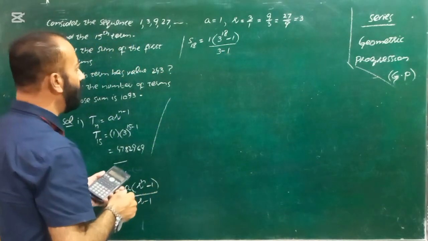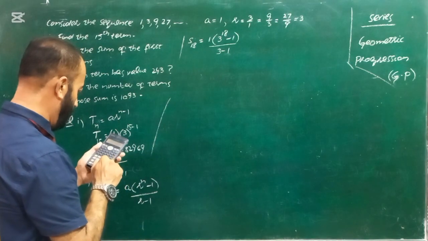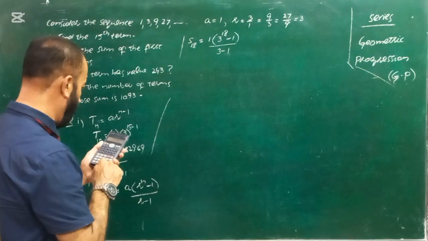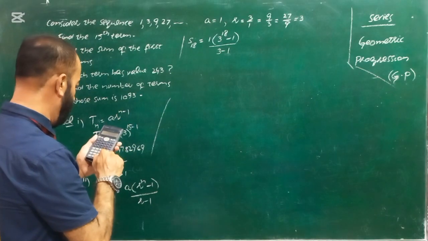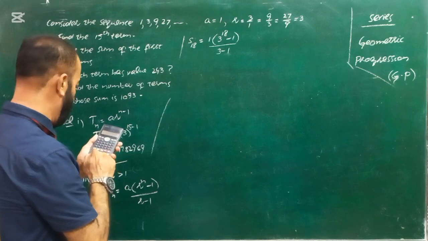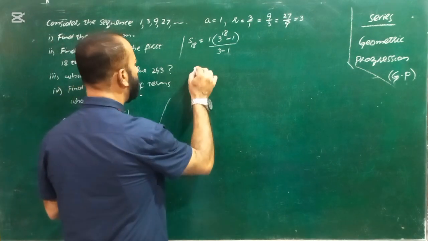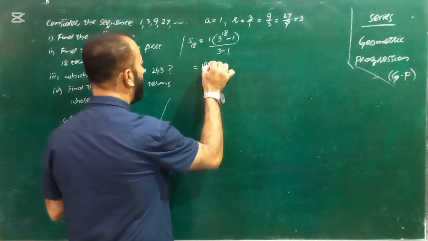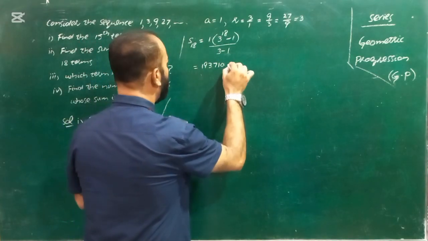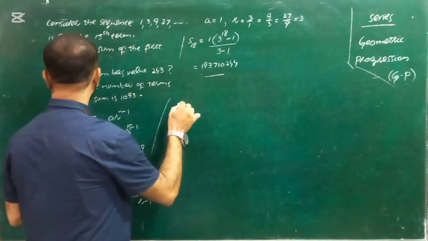So now we will solve it. 3 raised to power 18 minus 1, divided by 2. So 193710244. So this is the answer of the second part.